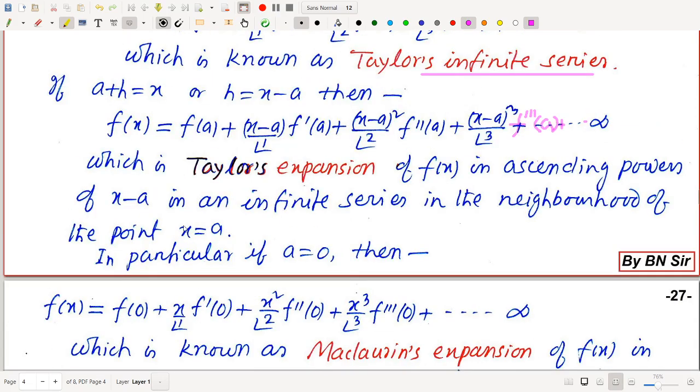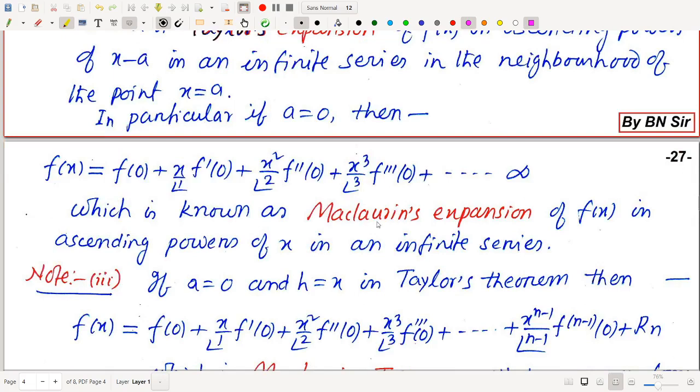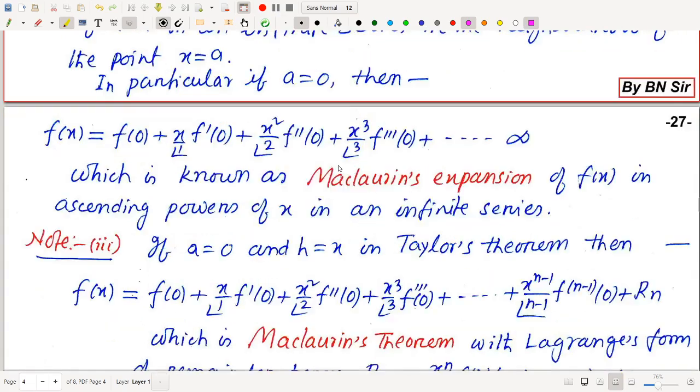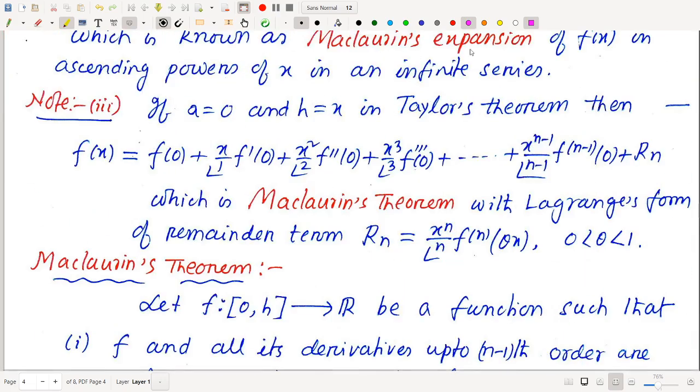Now in particular, if a equals 0, then what does it become? f(x) = f(0) + x/1! f'(0) + x²/2! f''(0) + x³/3! f'''(0) + ... up to infinity. This is known as Maclaurin's expansion of f(x) in ascending powers of x in an infinite series, and of course it is in the neighborhood of the origin. When x is near to 0, then it will be convergent. So this is Maclaurin's expansion, a special case of Taylor's expansion. Separately we shall do it again here.